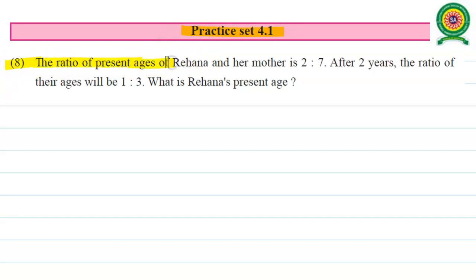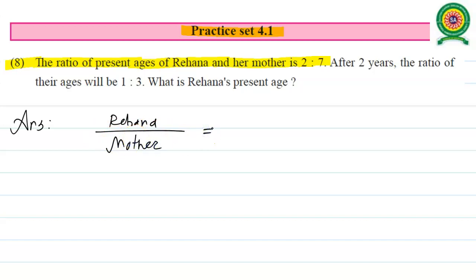We have the ratio of the present ages of Rehana and her mother is 2:7. So that I am writing, in the answer, Rehana and her mother's ages ratio is equal to 2:7, meaning 2 by 7. Next to it we have after 2 years. Now I am writing, let Rehana be x years old.